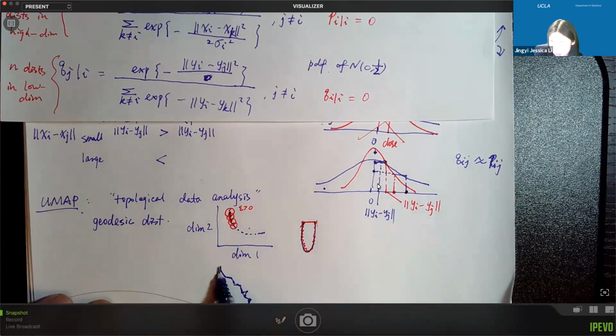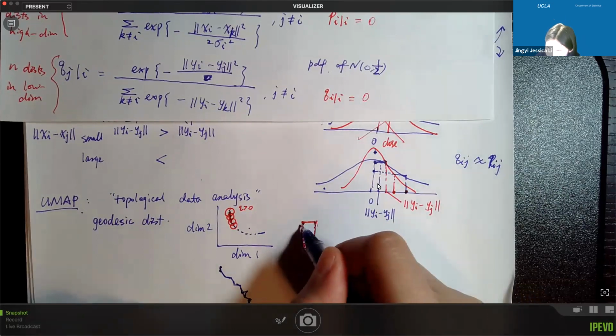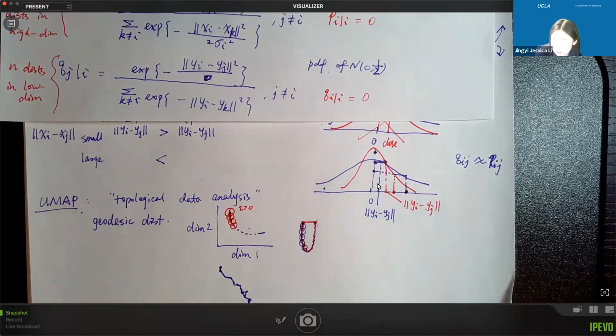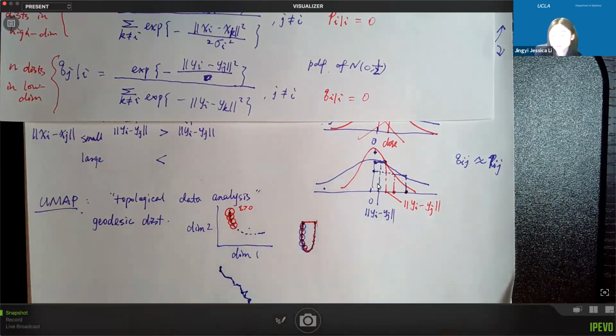Every point is connected to other points in the same ball, but it's possible that one point might be totally isolated if there's no other point in its epsilon ball. Then the geodesic distance can be defined as the shortest path that connects two points. That can help you capture the local structure. But of course, this depends on the neighborhood size. If you change epsilon, you will change the geodesic distance. For example, if my epsilon balls are small like this and continue, then these two points will have the longest geodesic distance. But if my epsilon ball is super large, I can include those, then their geodesic distance becomes just their Euclidean distance, right?